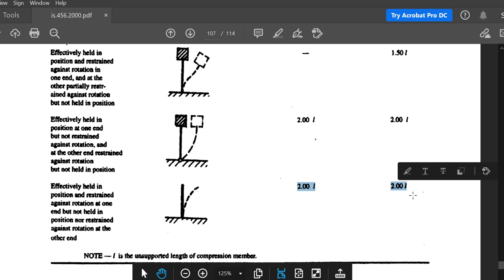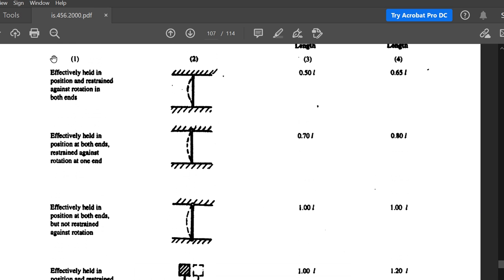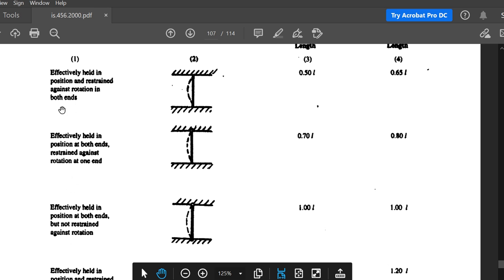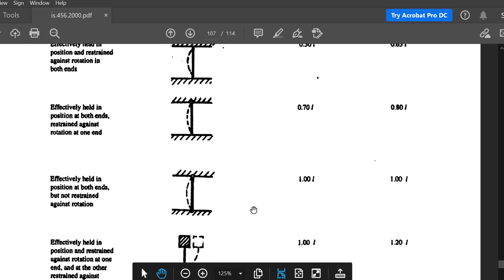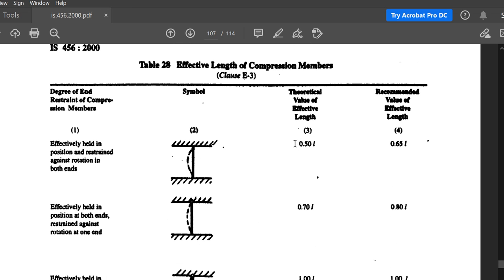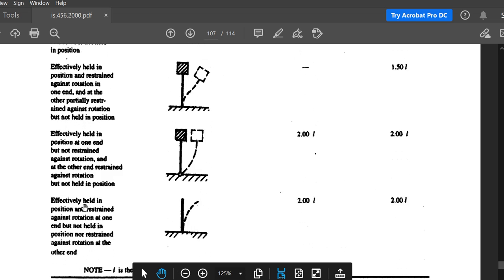So keep in mind, in most cases you will be having the first three cases, that is, you are actually designing a braced column. In examinations you can come across this, in some of the public examinations like your GATE examination, your PSC, where the recommended and theoretical values for effective length based on these conditions can be asked, mainly 1, 2, 3 and the last one.